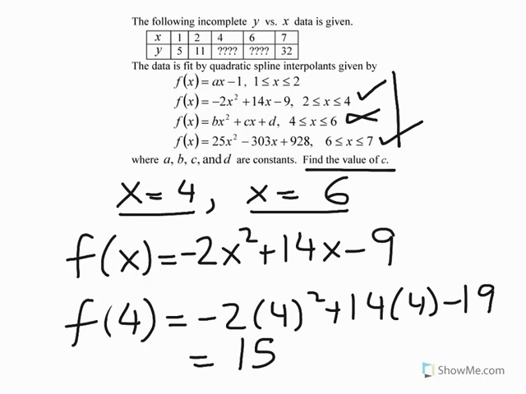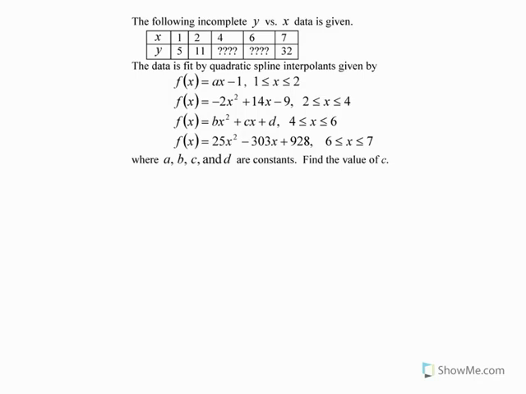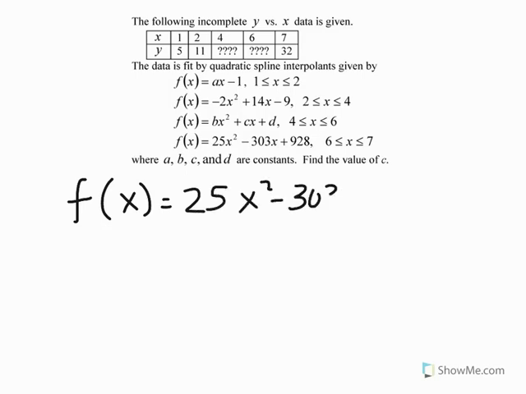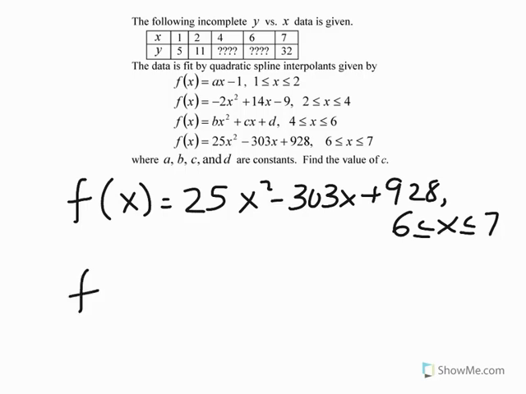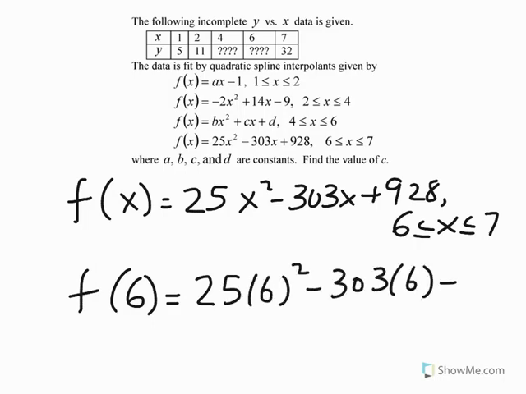Now we're going to do the same thing with the fourth spline, which is right here, and see what the value of the function is at x equal to 6. So we have f of x equal to 25x squared minus 303x plus 928, and this one is valid between 6 and 7. If I want to find the value of the function at 6, which is one of the endpoints of the spline, it would be 25 times 6 squared minus 303 times 6 plus 928, and this number turns out to be equal to 10.